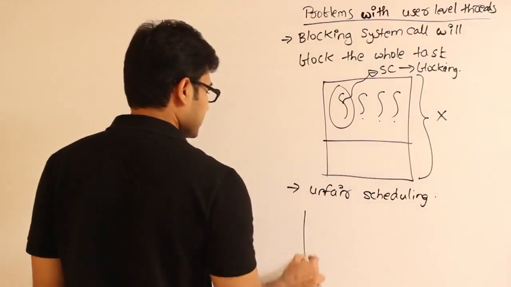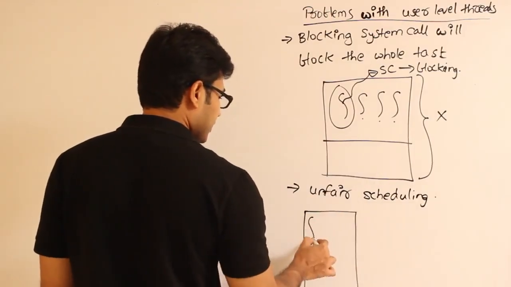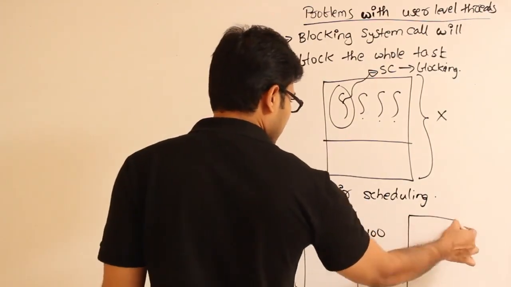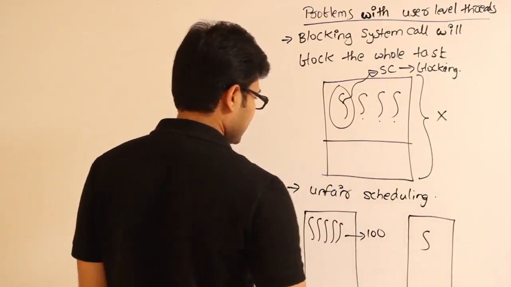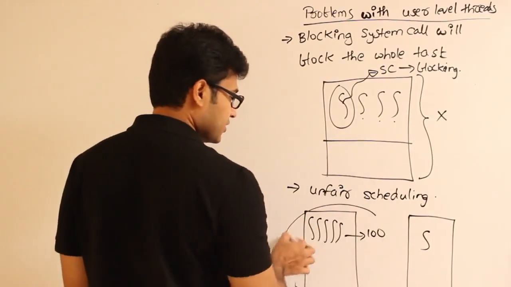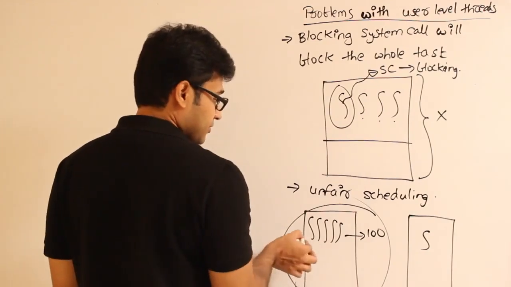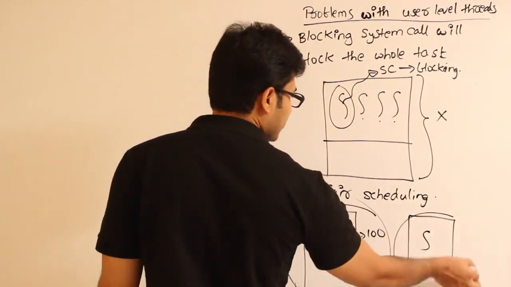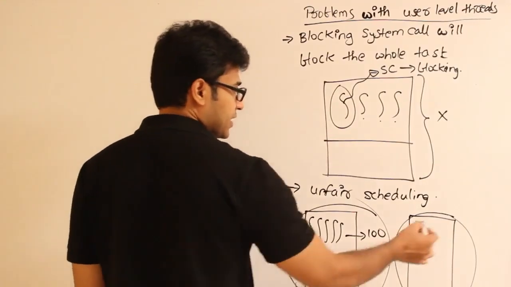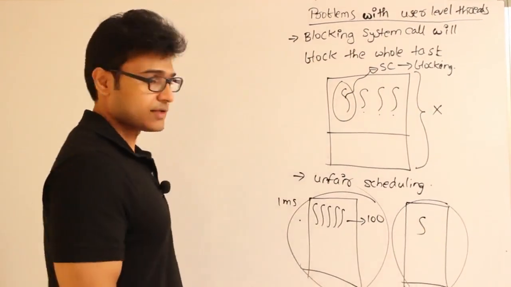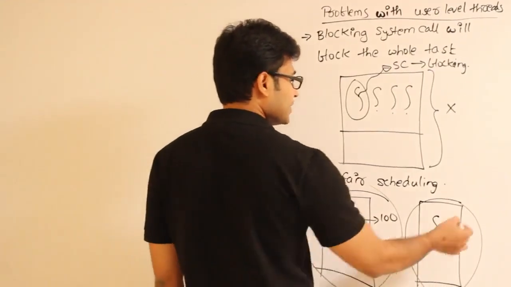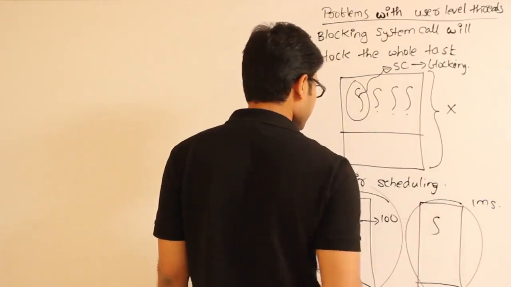So let us say there is a task which has 100 threads, and there is one more task which has only one thread. Now if you use user level threads, our operating system will not know how many threads are executing in your process. For the operating system, it is just a process and another process, right? So it will give 1 millisecond for this process, and I'm just assuming it, okay? If you are using a time quantum of 1 millisecond in round robin, then this process will get 1 millisecond and the other process will also get 1 millisecond, right?